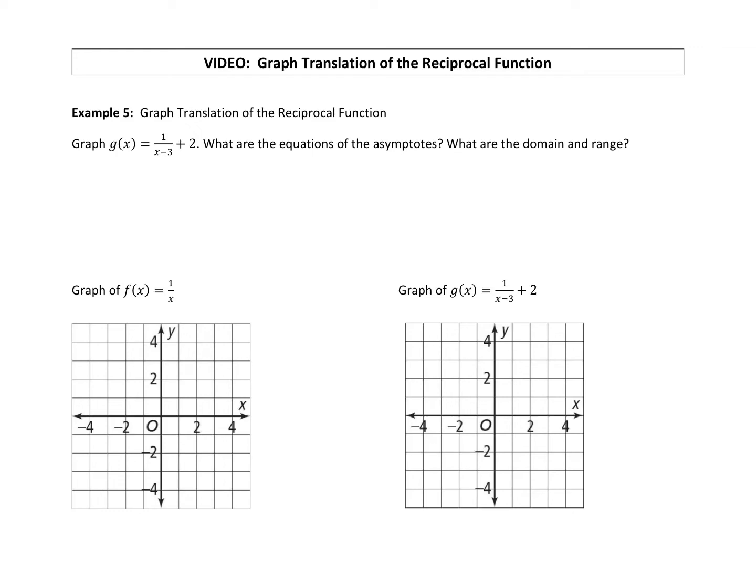All right, we're going to graph a translation of the reciprocal function. So you guys already know how to do this. Let me just tell you that you already know how to do this. Let me show you why you know.